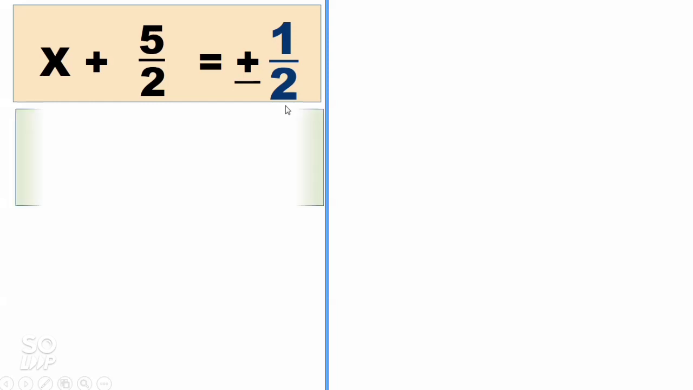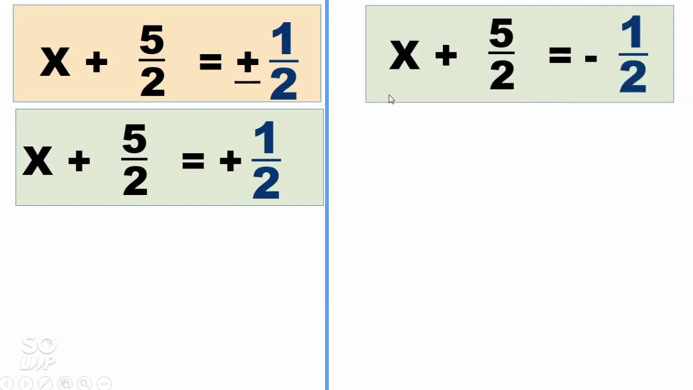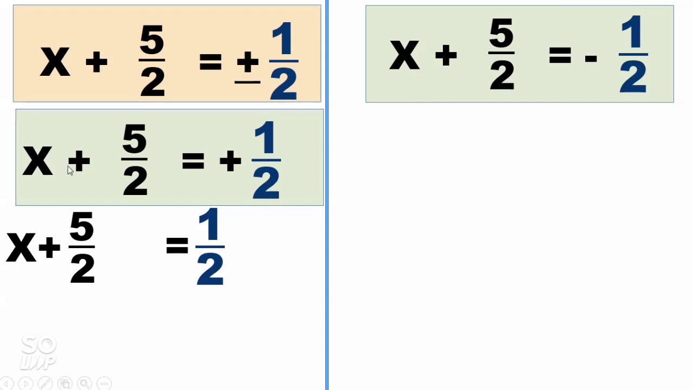Okay, so mag-focus tayo dito ngayon. The first value is x plus 5 over 2 equals positive 1 half. The second one is x plus 5 over 2 equals negative 1 half. Pinaghiwalay na natin yung plus at saka yung minus. Next, solve natin tong una. X plus 5 over 2 equals 1 half.